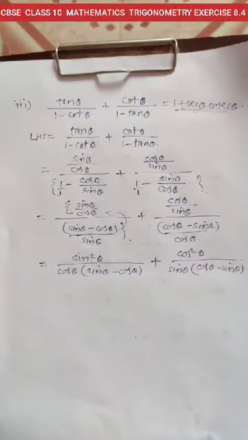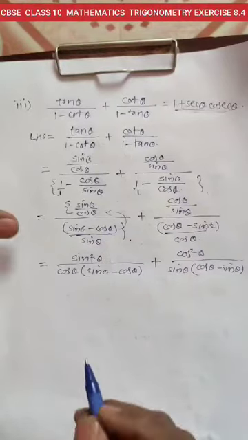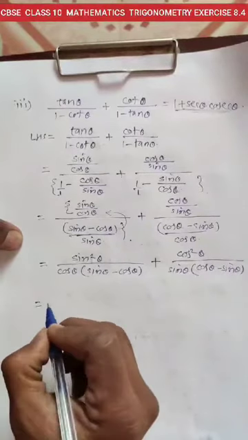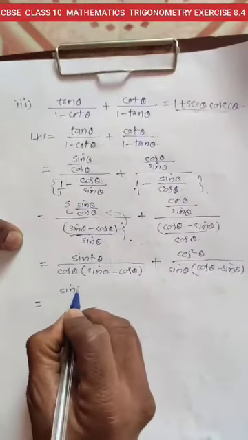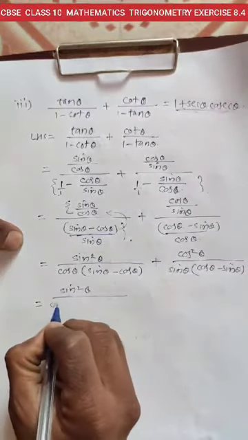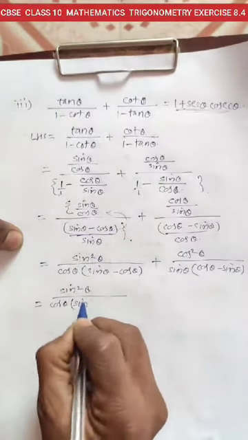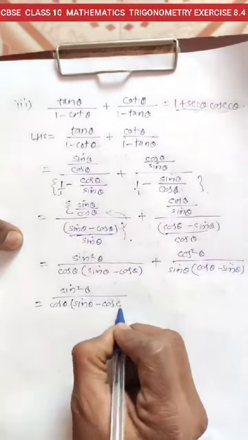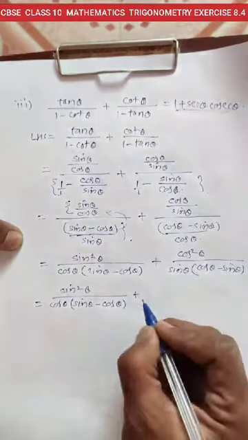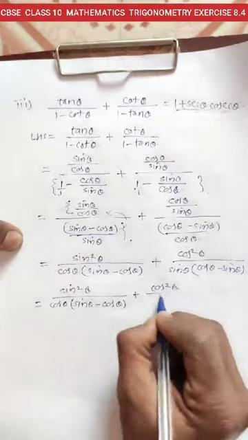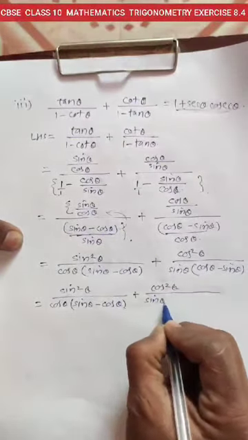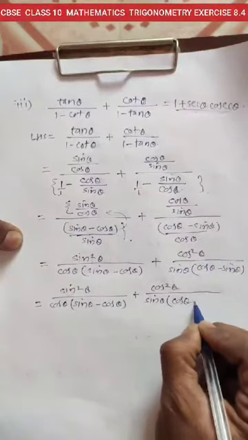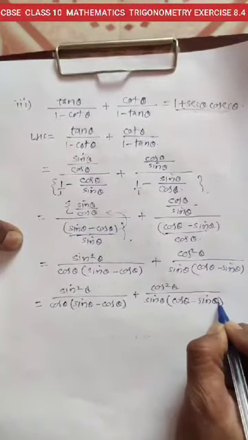So in this example we have to prove 1 plus sec theta into cosec theta. For solving these terms, here we simply make some changes as sin square theta upon, this is the cos theta into bracket sin theta minus cos theta, and here the plus sign as it is, and cos square theta divided by sin theta into bracket cos theta minus sin theta.